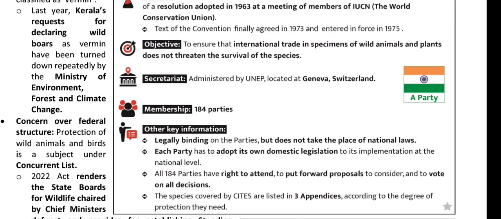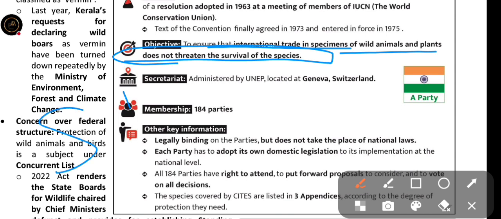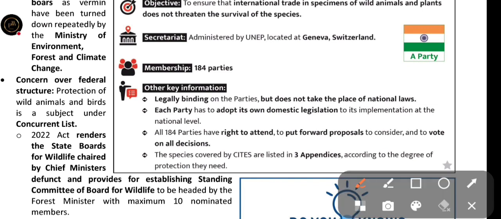That is the main objective of this body, to ensure that international trade in specimens of wild animals and plants does not threaten the survival of the species. That is, species cannot be traded, that is imported or exported, which are under threat of extinction. Okay, they cannot be exported or imported.